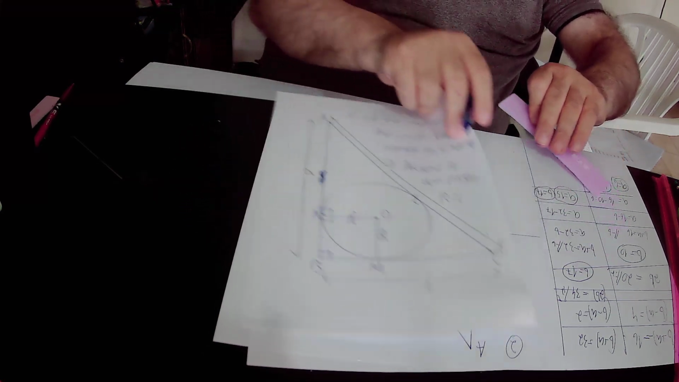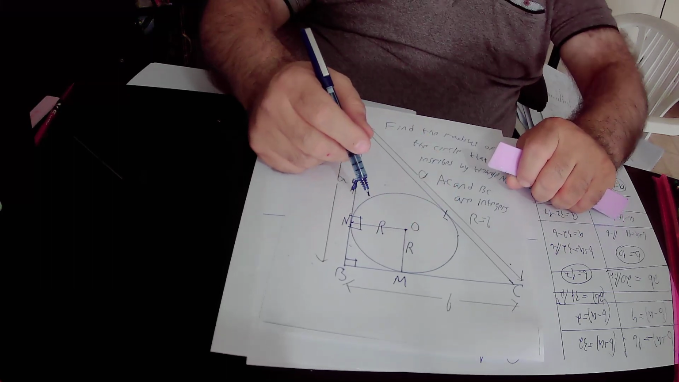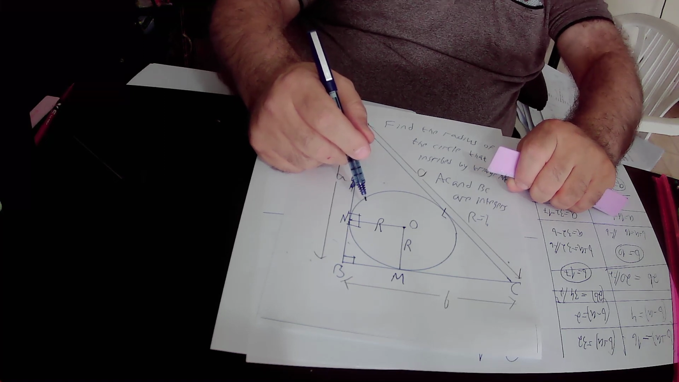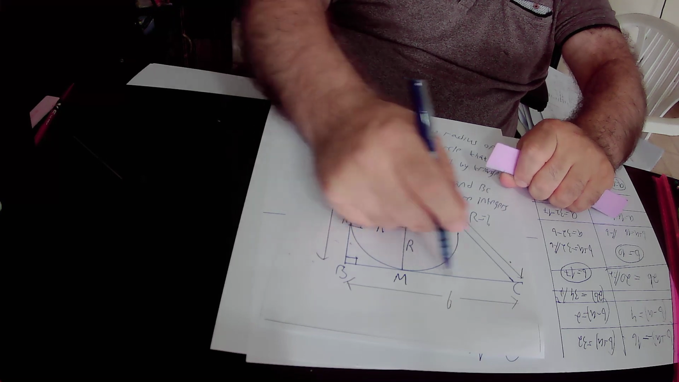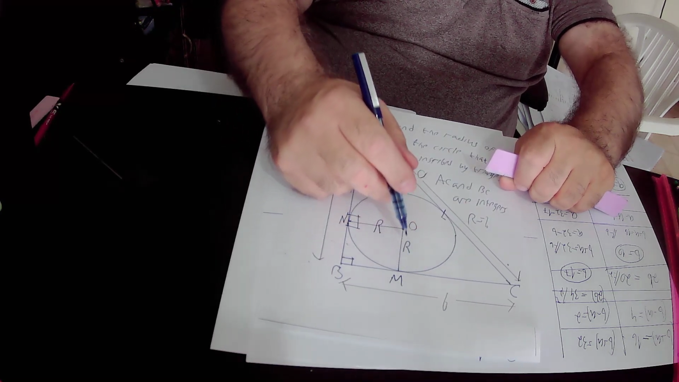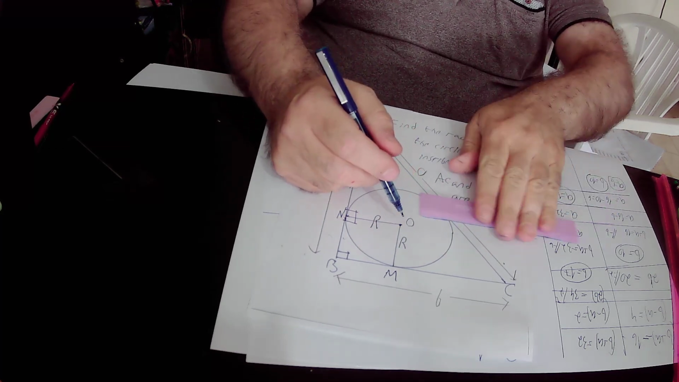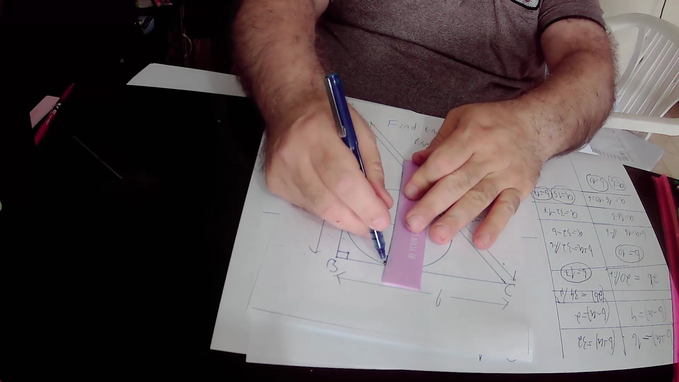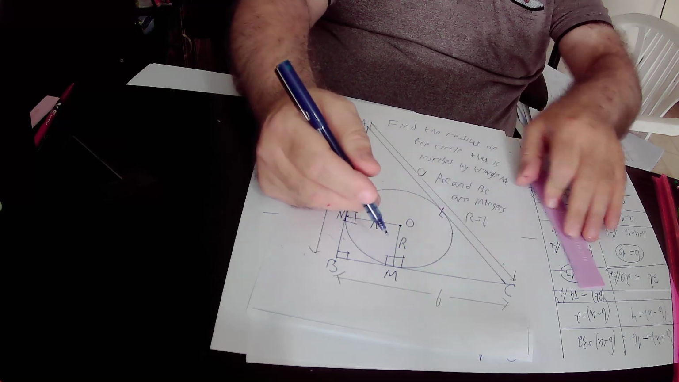Likewise, we have the radius OM that is drawn to the point of tangency. Therefore, according to rule number 1, tangent BC will be perpendicular to the radius MO. So if BC is perpendicular to MO, this angle equals 90 degrees, and this angle will also equal 90 degrees according to rule number 1.